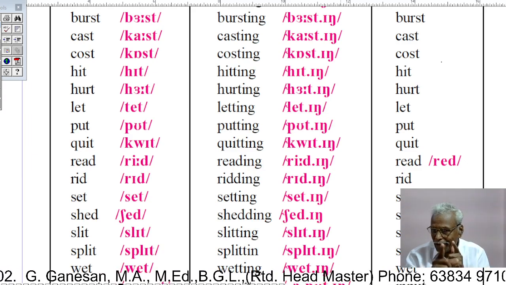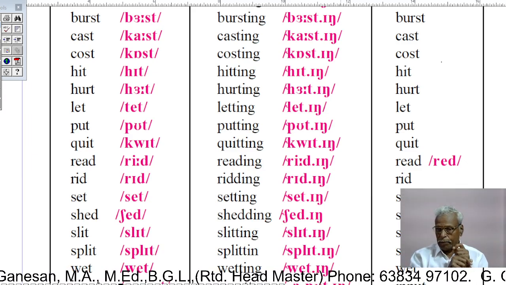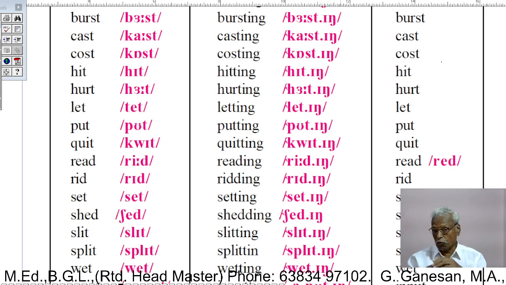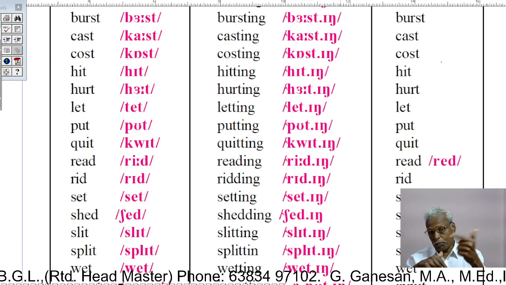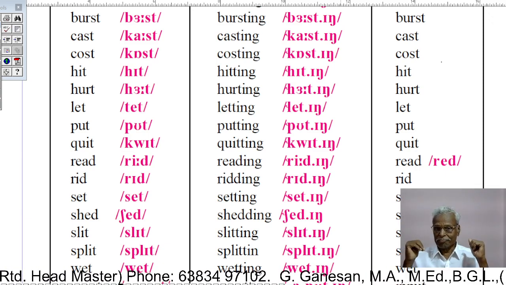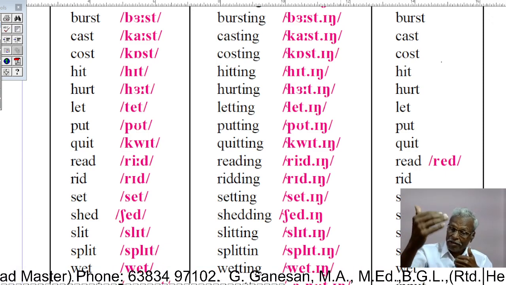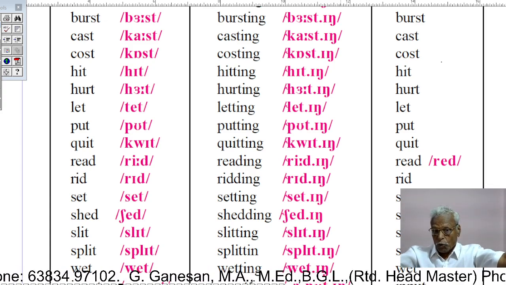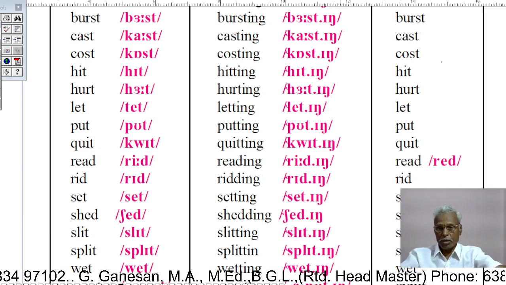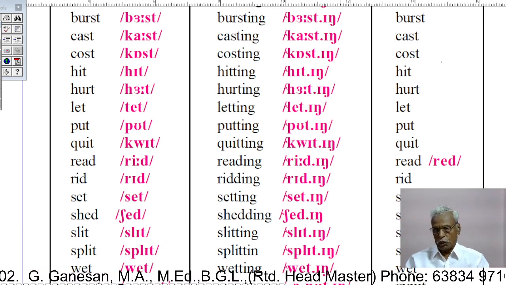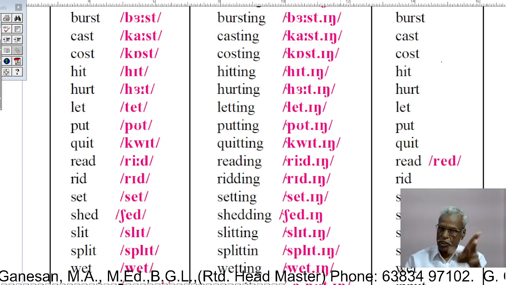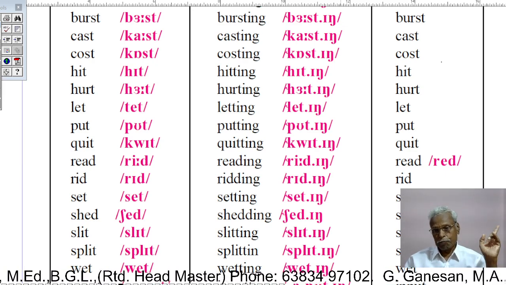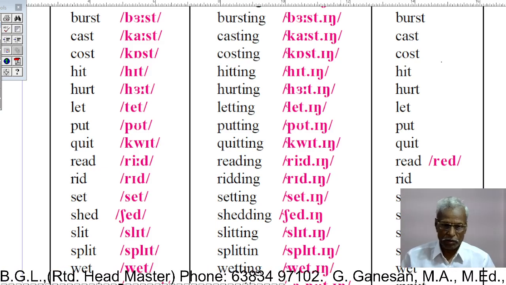Dear students, regarding this one verb, read, the pronunciation changes. Its past and past participle is read. But all other irregular verbs having the same form for the three tenses have the same kind of pronunciation. Only this verb has two kinds of pronunciation: read for present tense, and read for past tense and past participle.